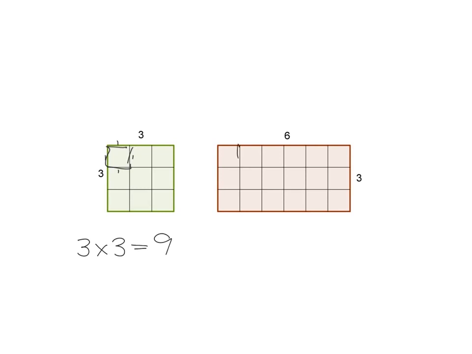Similarly, looking here, how many unit squares cover the brown area? Well, there are 6 of them across and 3 rows down. So in total, there are 6 times 3, which is 18 of them.